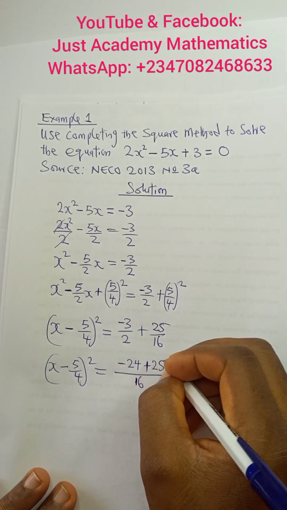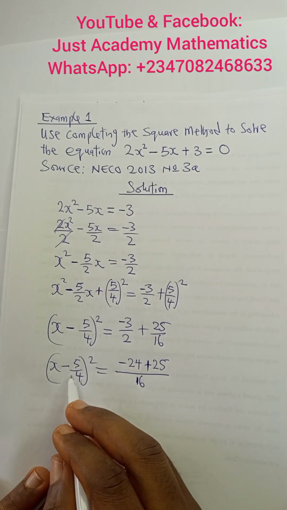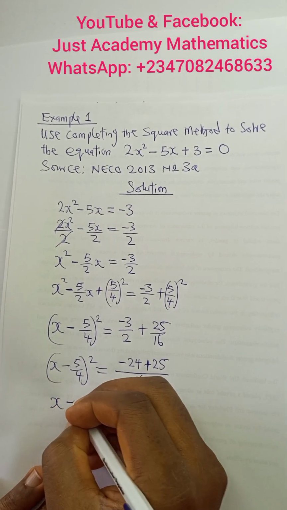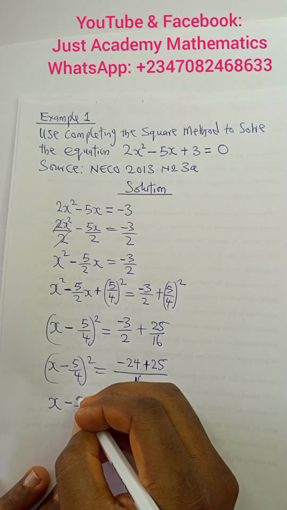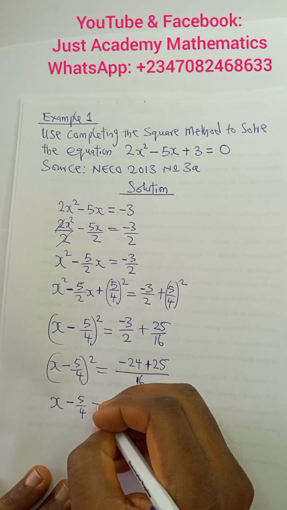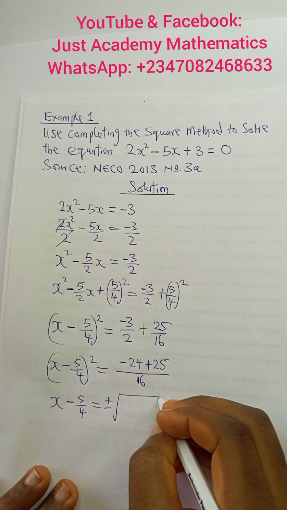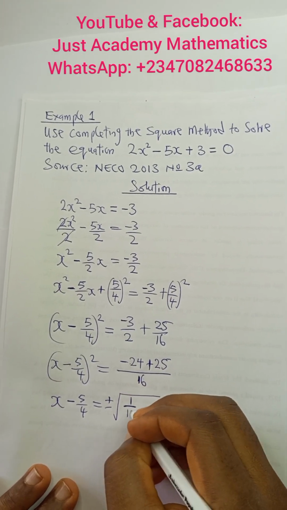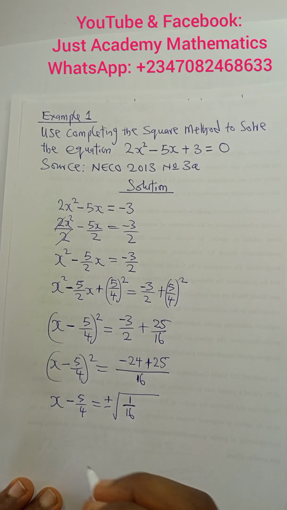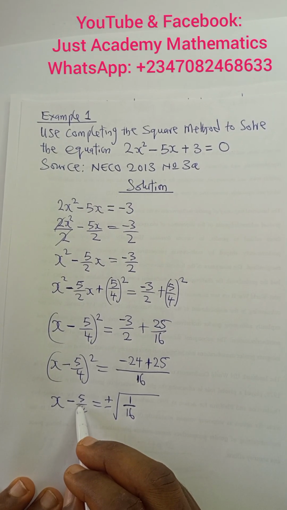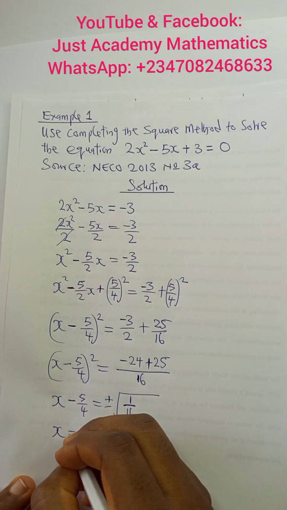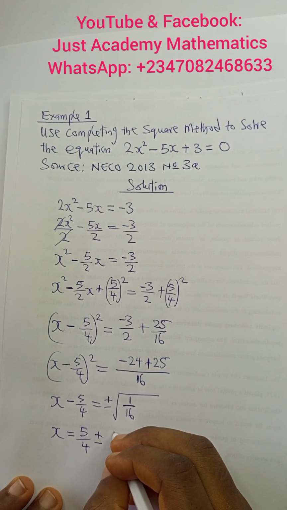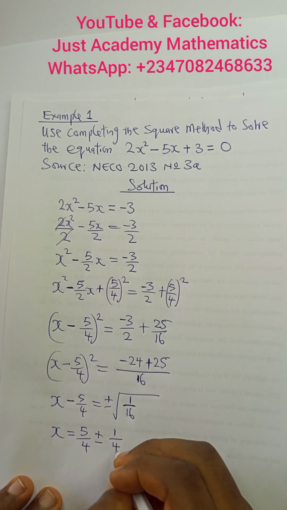1 times 25, 25. So to do away with this square here, we'll find the square root of both sides. So we'll have x minus 5 over 4, without this square, because square root will take away this square, equals plus or minus the square root of minus 24 plus 25, which is 1 over 16. In other words, to find s, we move this 5 over 4 to this side. So we have that s equals 5 over 4 plus or minus the square root of 1, which is 1. The square root of 16 is 4.